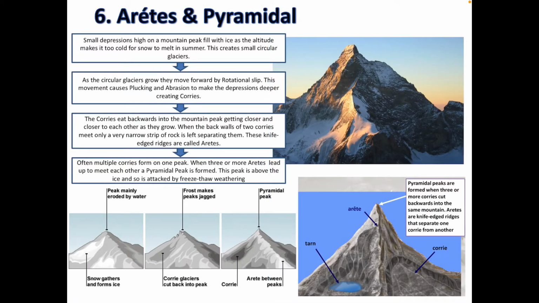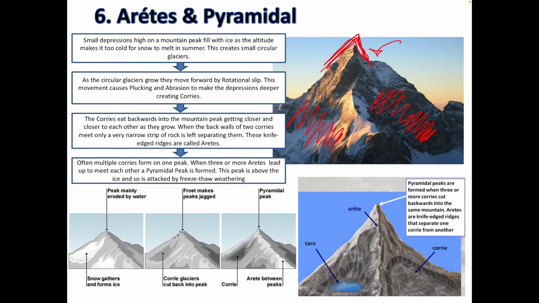So the final feature we're going to look at for erosional landforms are aretes and pyramidal peaks. And you can see that in this picture, we have one arete on the left-hand side here, and we have another arete on the right-hand side of this photo here, and there would probably be another one down the back, down there. And that has formed this pointed shape or peak at the top of the mountain, and that is a pyramidal peak. So what you've got is three or more corries that are backed off against each other to form the pyramidal peak.